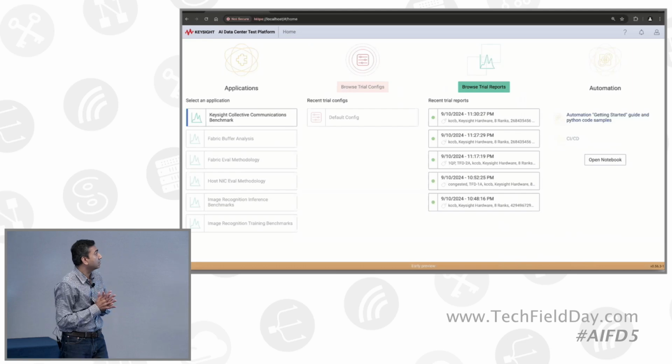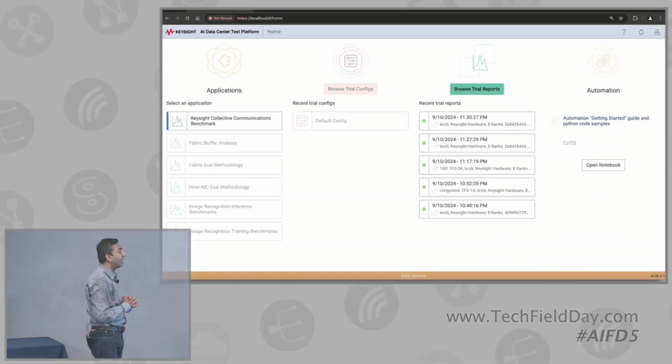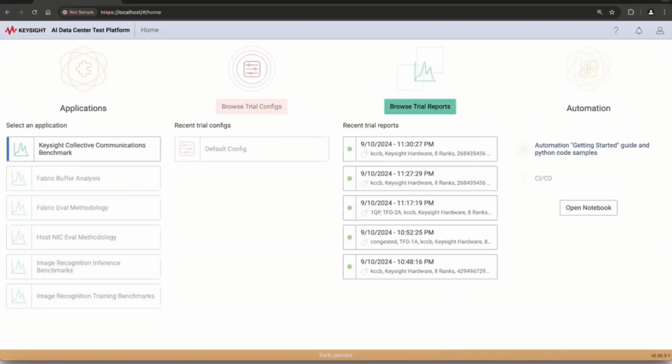Okay, so this is our home page of the application, AI Data Center Test Platform. We've got our applications here, and we've got some old trial reports that we have saved. I'm going to use that to demonstrate the product.